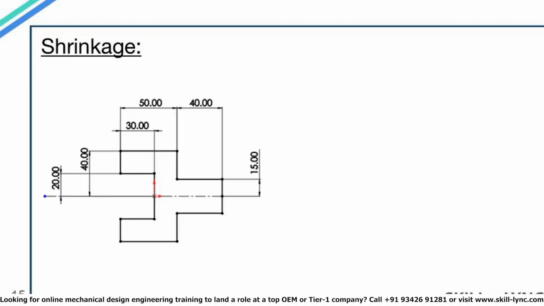I had explained the concept of shrinkage in brief during the DFM session, but here I will be elaborating on the same topic. For explaining the shrinkage, I will be using the same model which I had used for explaining the straight parting surface. Let's say you're given this model with all the dimensions and you're assigned the task of creating a mold for it.